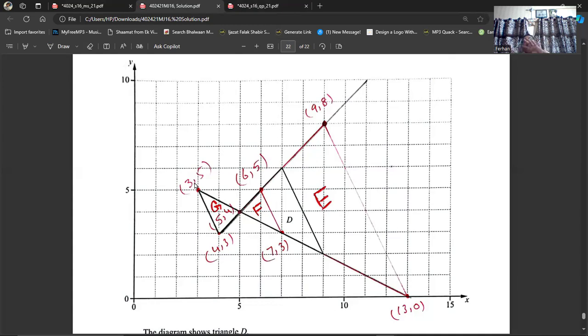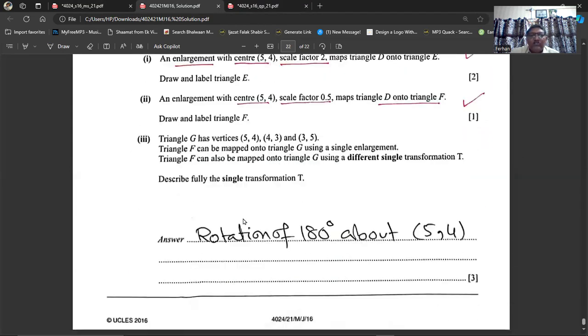Because you see, this point rotated, came here, this point rotated, came here. So no need of clockwise or anti-clockwise when you rotate through 180 degrees about that 5, 4 point. Whether you go clockwise or anti-clockwise, you reach the same point. So that single transformation is basically a rotation of 180 degrees about 5, 4.